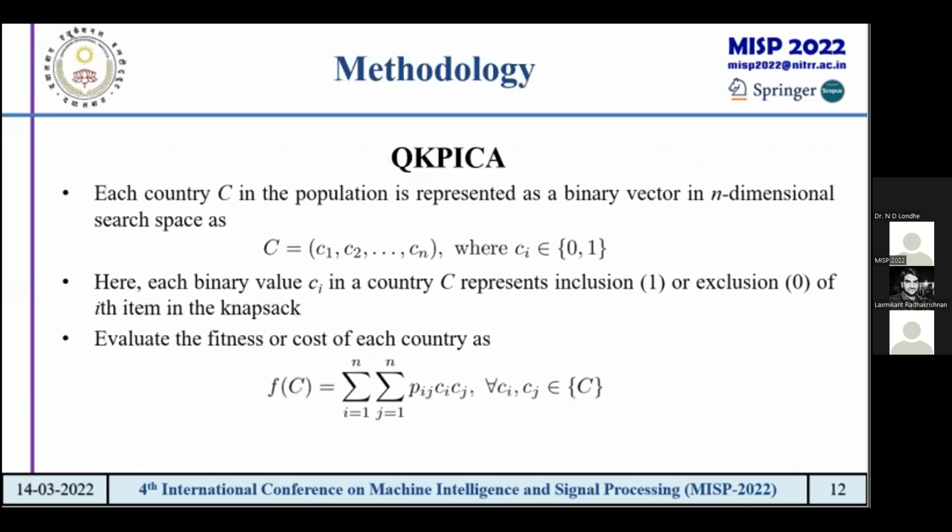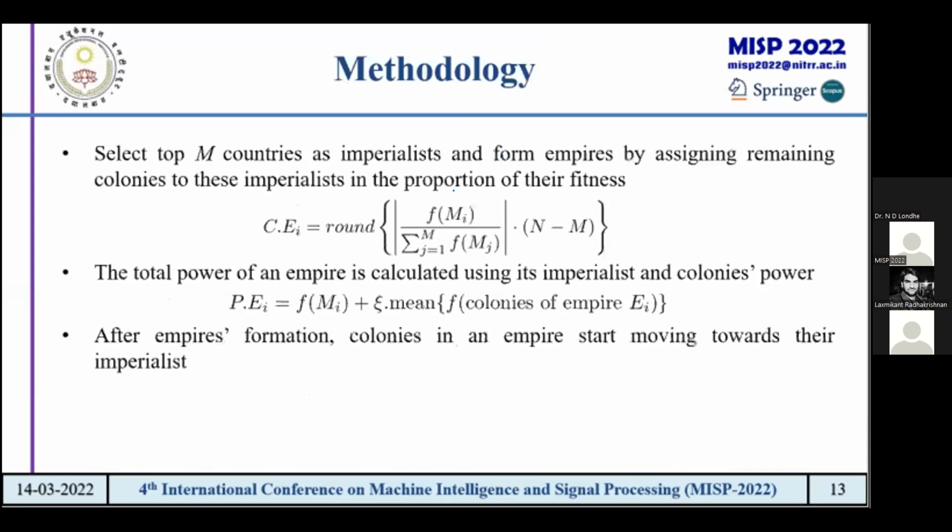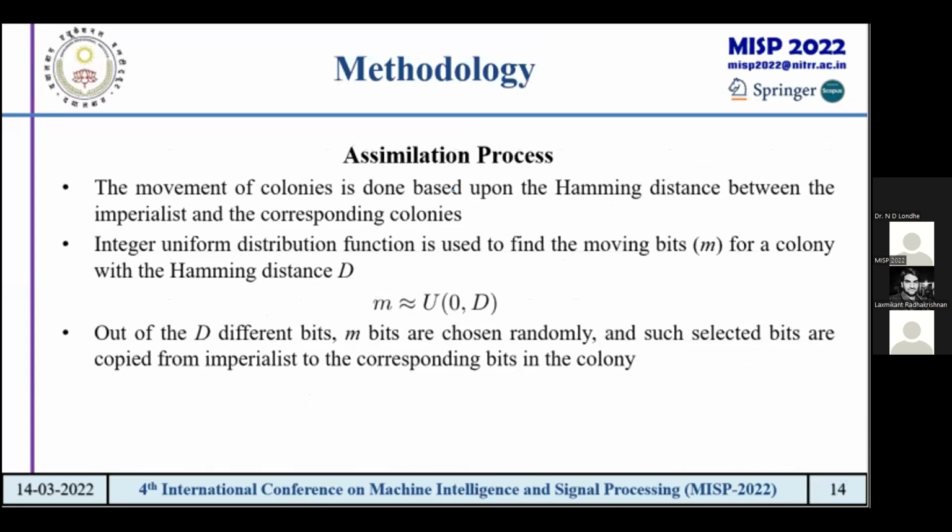The algorithm we devised for solving large-scale QKP instances is dubbed QKP-ICA. In QKP-ICA, assimilation is performed as follows. Firstly, the Hamming distance between the MP list and the corresponding colonies is calculated, and then the moving bits M for a colony with Hamming distance D is calculated using a uniform integer distribution function U. So out of the total D different bits, M bits are chosen randomly, and such selected bits are copied from the MP list to the corresponding bits in the colony.